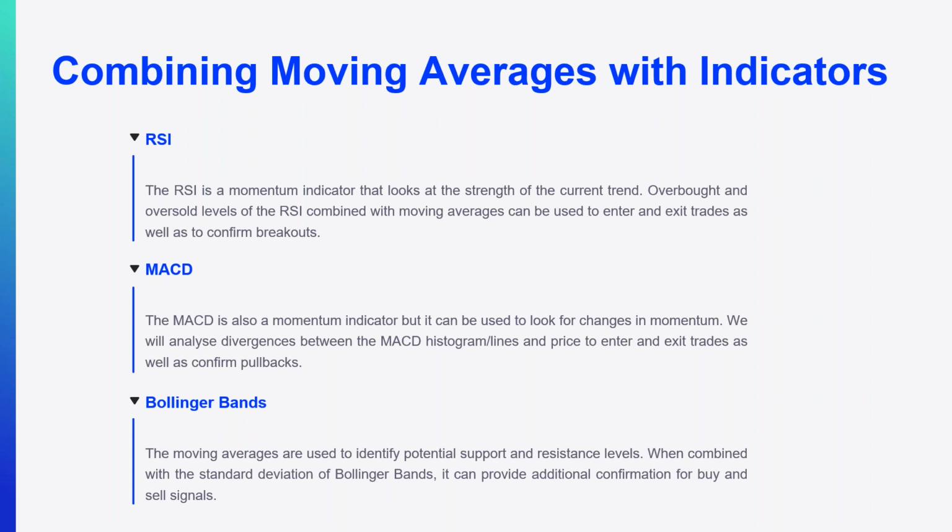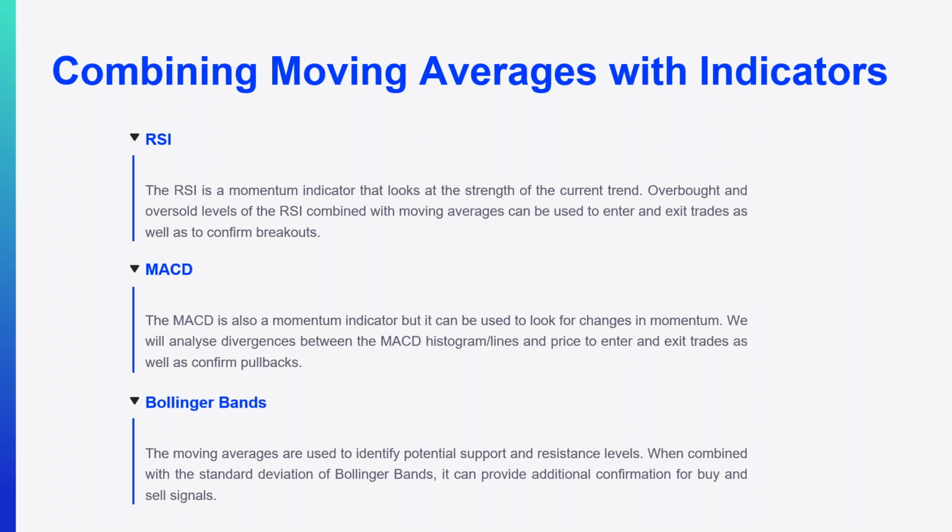When we have overbought and oversold levels combined with a moving average, they can be used to enter and exit trades, as well as to confirm breakouts. So look at this, we are looking at the strength of the trend. Mainly our focus will be on breakouts, because most people are confused by the RSI. The RSI is good for reverse trading when you are in a ranging market. But when you are in a breakout market, you're going to be overbought at the breakout.